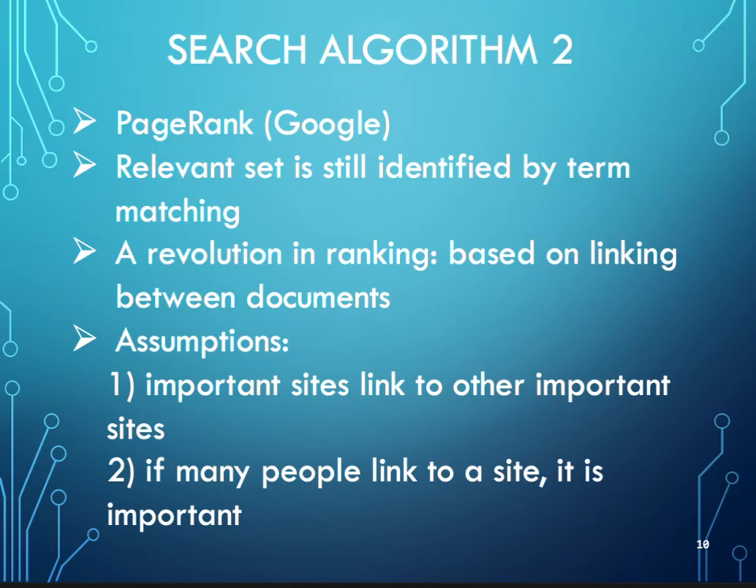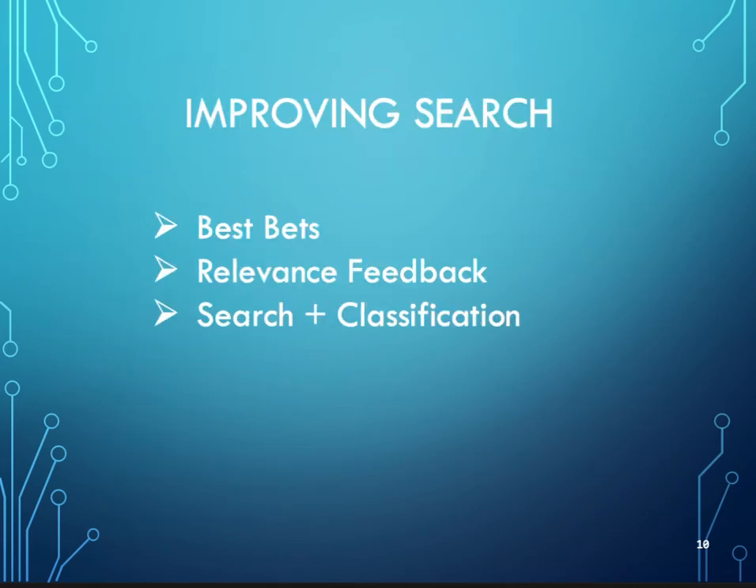Relevant terms matching is involved in ranking. As a document changes content, it will be ranked at the top. Important sites, for example, many people like to click on the link. How to improve: best bet, relevance feedback, search classification, and it could be some of the codes they put in metadata, for example.